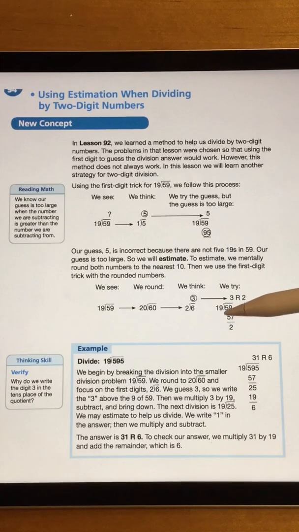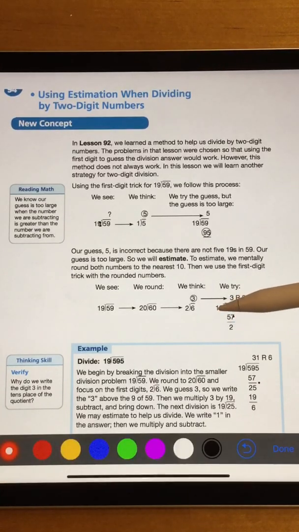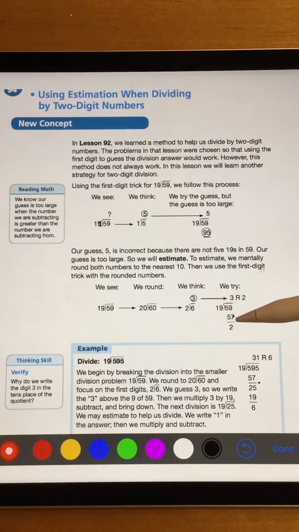So we multiply. 9 times 3 is 27. We put 7 there. 1 times 3 is 3 plus the 2 from the 27. We have 57. Then we need to subtract. 9 subtract 7 is 2, and 2 is our remainder.